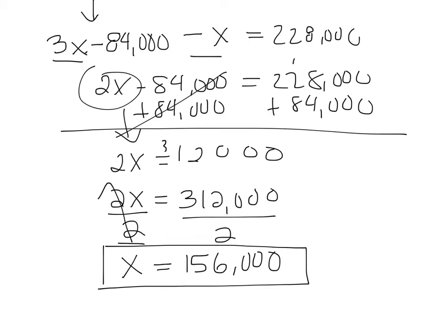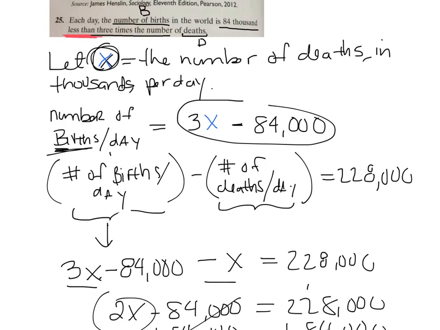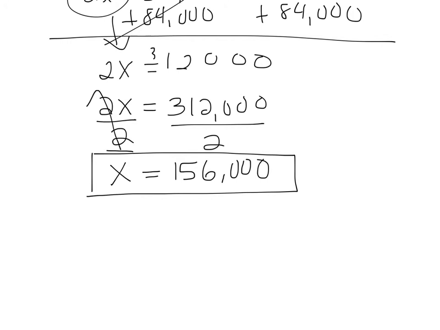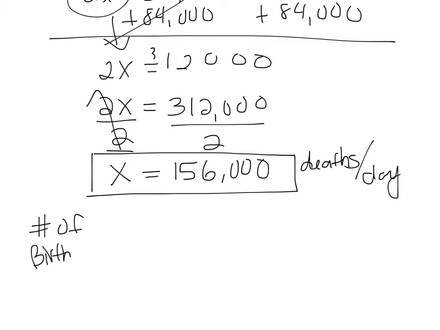Okay, well, what does x represent? Well, if we go back up, you defined it, right? You wrote, or I wrote, which you're going to write, the number of deaths in thousands per day. So that means that there's 156,000 deaths per day. Okay, so the problem asked, let's see, we want the number of births and deaths. So these are the deaths per day. So what about the number of births per day?